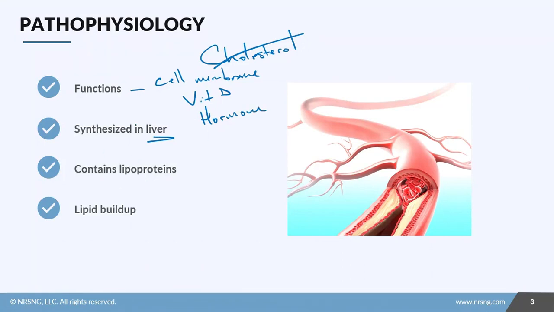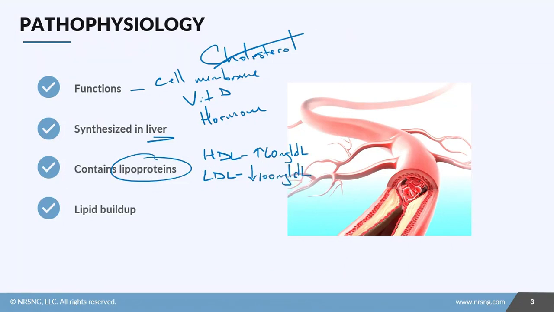Now, the important thing about cholesterol is it's made of these subunits called lipoproteins, and you have two of them. You have HDL, high density lipoprotein, and you've got LDL, which is low density lipoprotein. The goal with these is you want to keep the HDL greater than 60 milligrams per deciliter. These are goals for your patient. And LDL in general, you want to keep that less than 100 milligrams per deciliter.